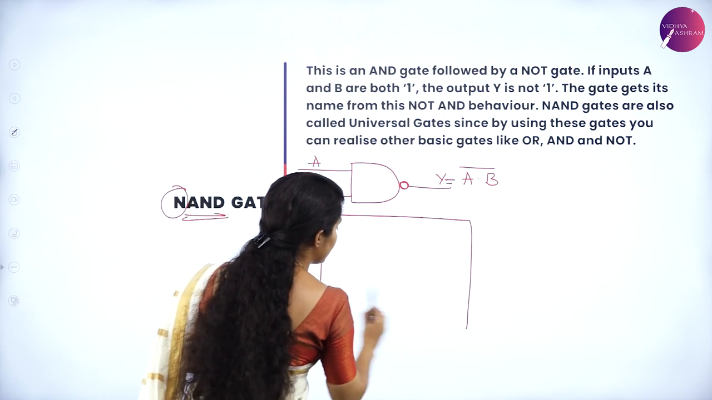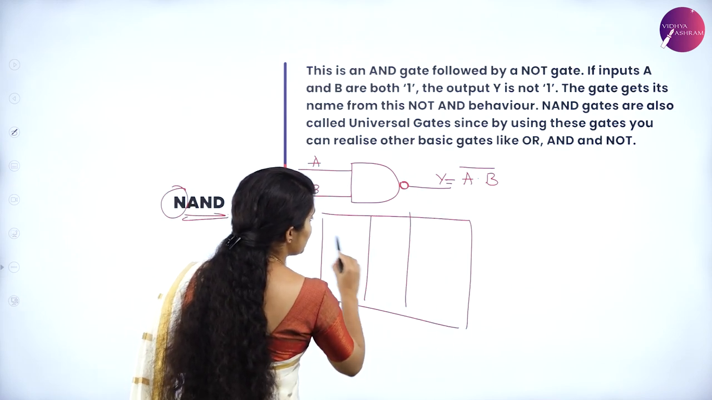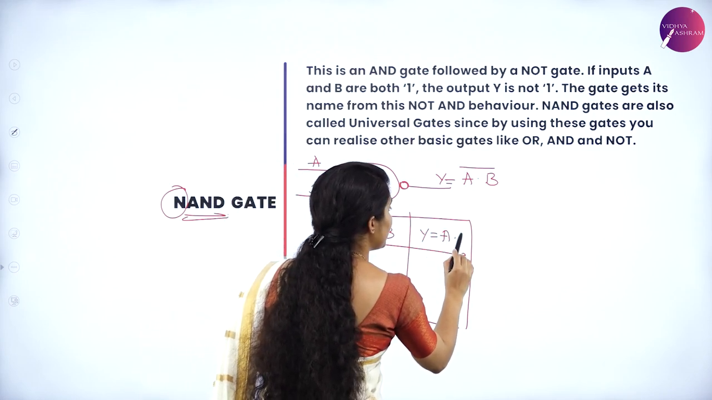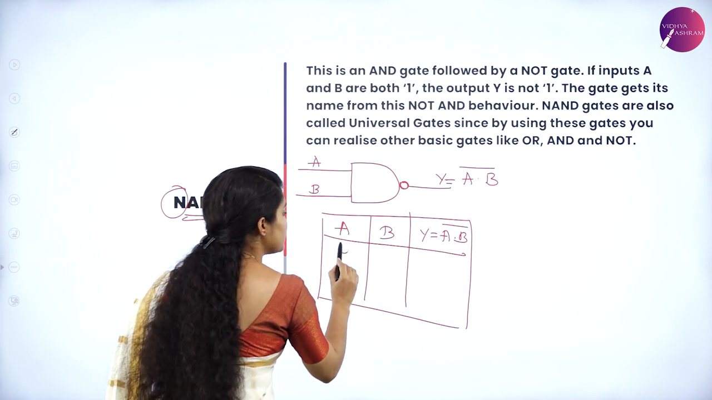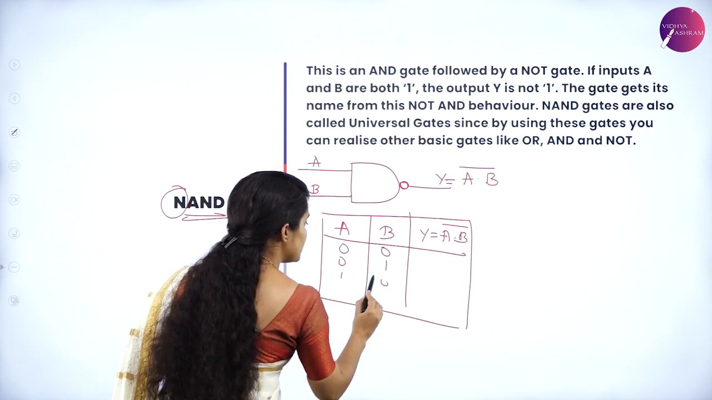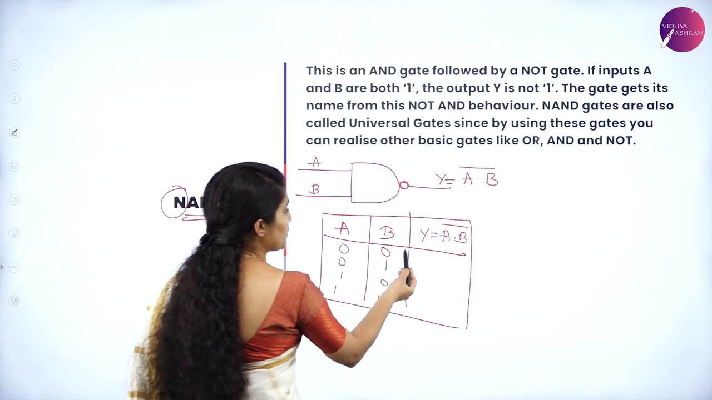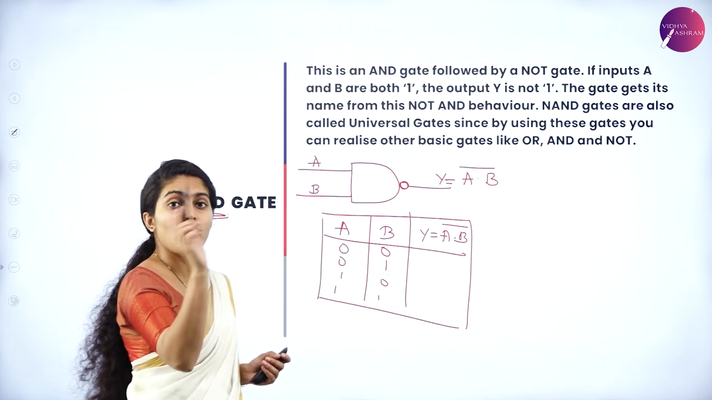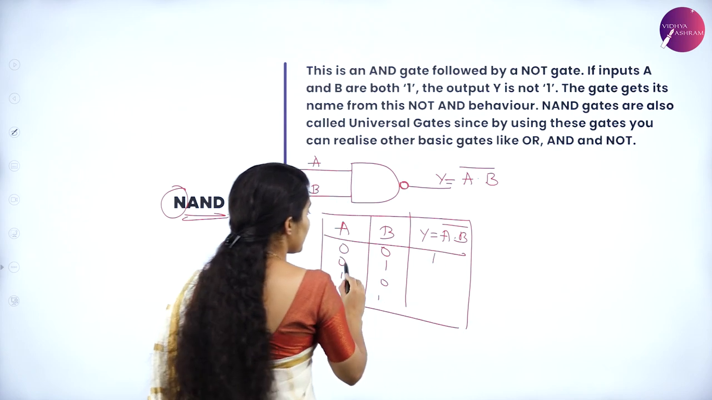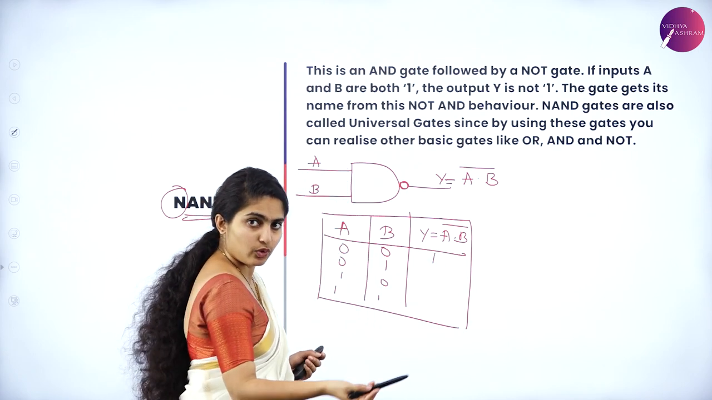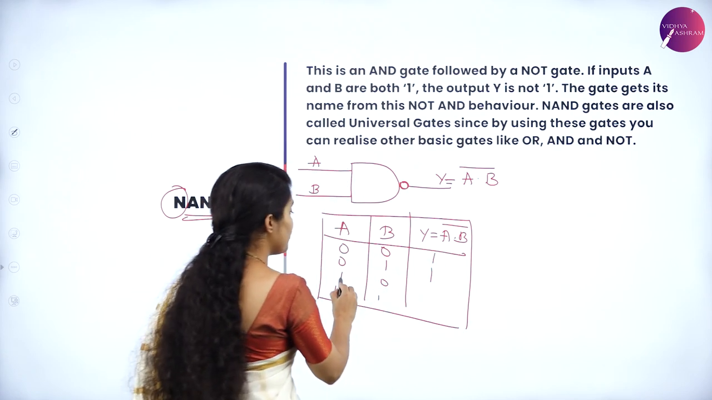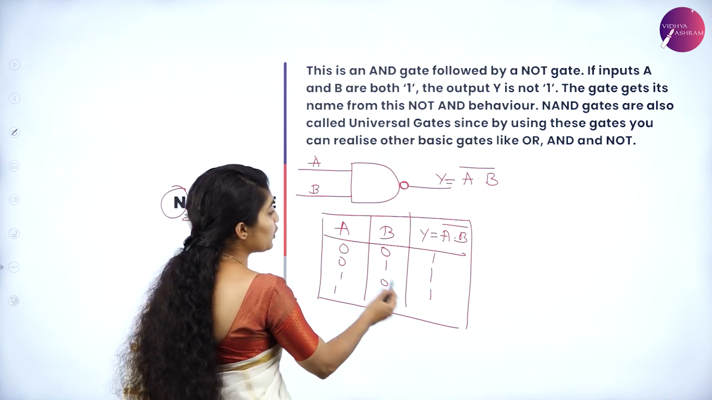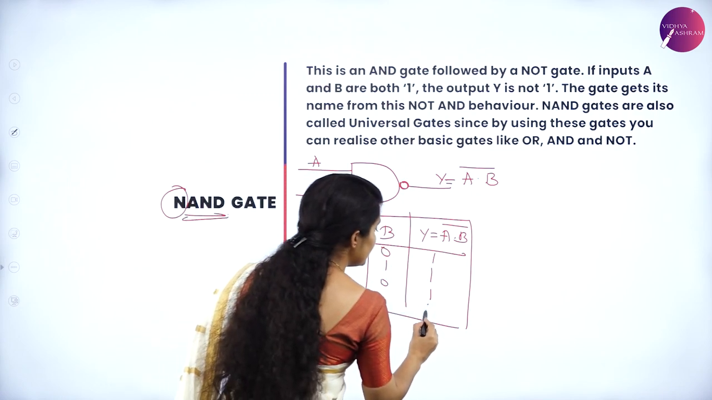So, now we have the truth table with two inputs and one output, A, B and Y equal to A into B complement. So, you have 0, 0, 0, 1, 1, 0, 1, 1. So, 0 into 0 is what? It is 0. But the complement, the opposite of that, is 1. 0 into 1 is again 0, but the opposite of it is again 1. 1 into 0 is 0. Again, the complement of it is 1. 1 into 1 is 1. The complement of it is 0.